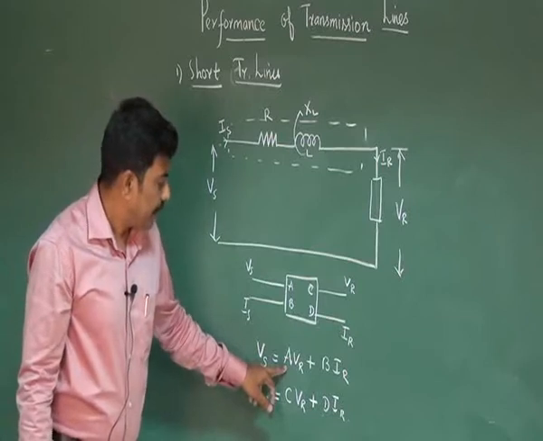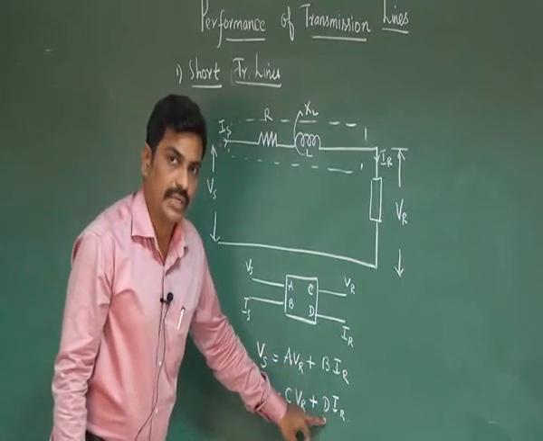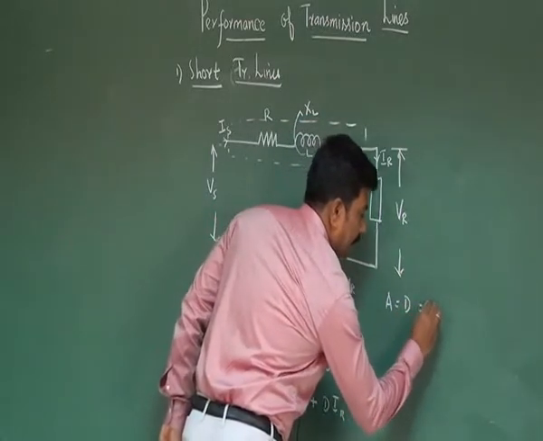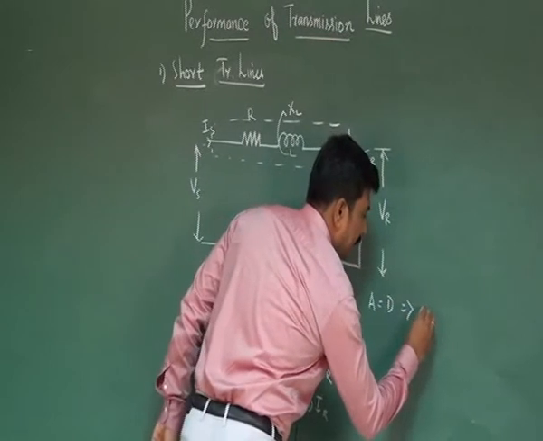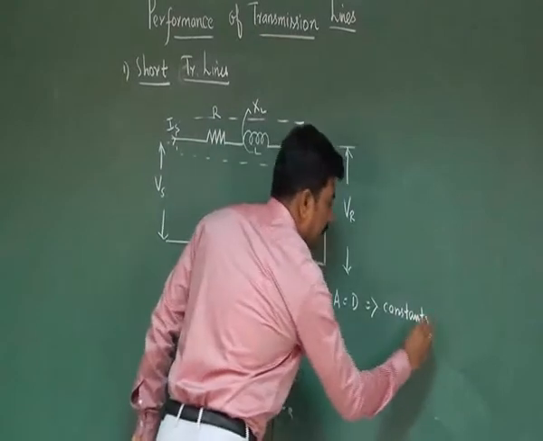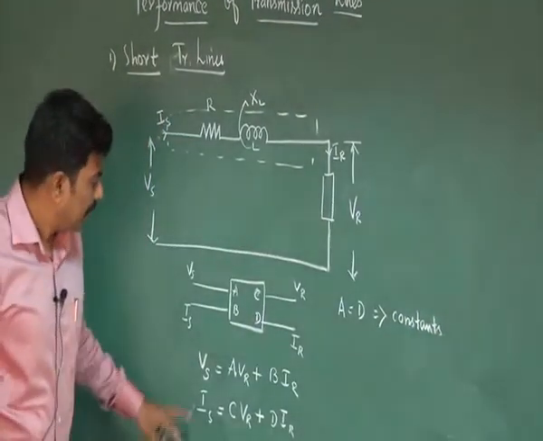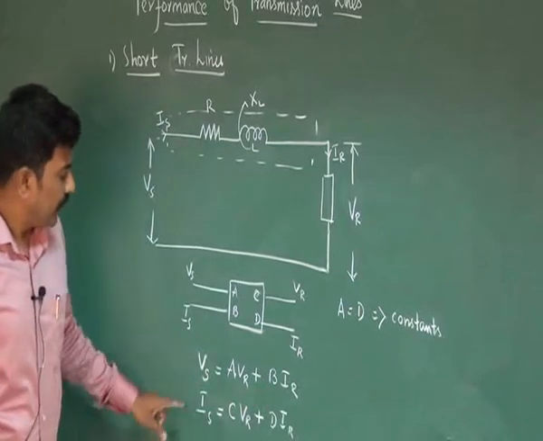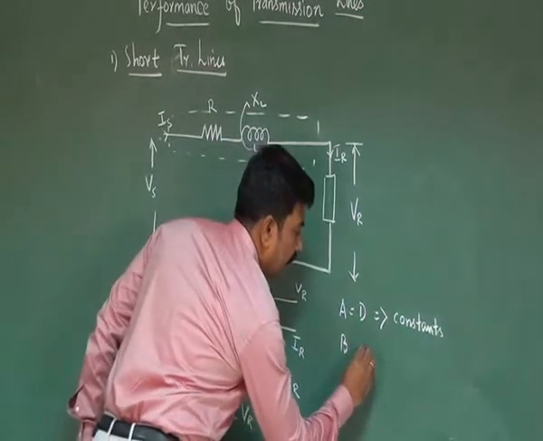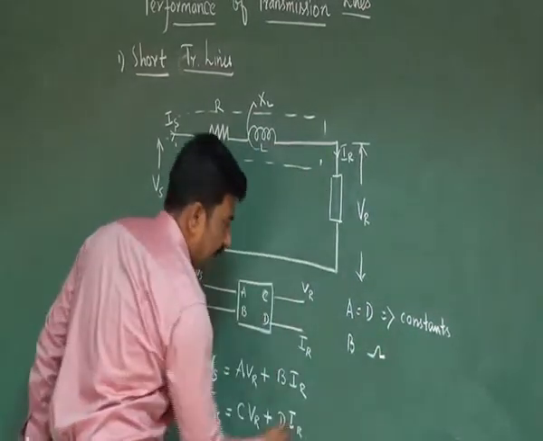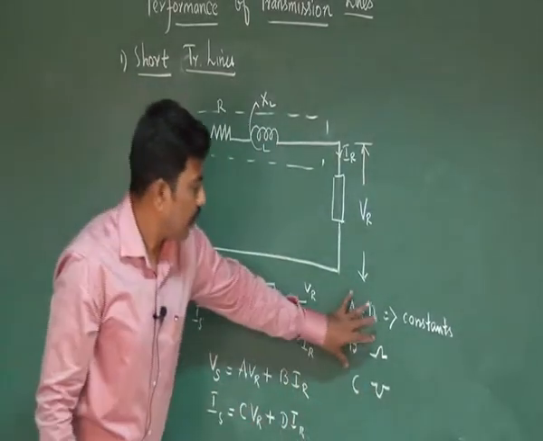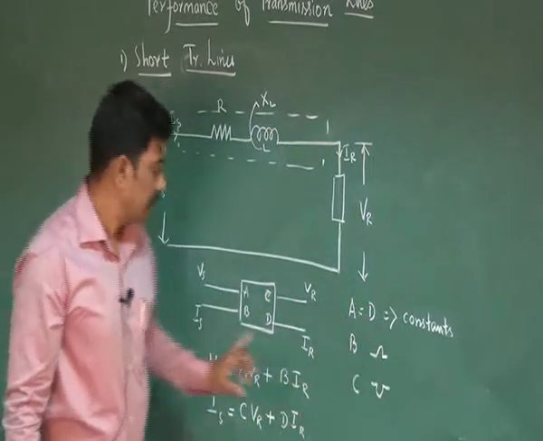Here the constants A and D both are equal. A is equal to D, and you can say these A and D are constants. They are not variables, they are constants. Right. And what about B and C? B actually has the unit of ohms, and similarly C has the unit of mho. So these are all the definitions for the ABCD parameters.